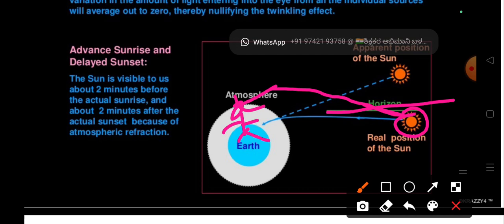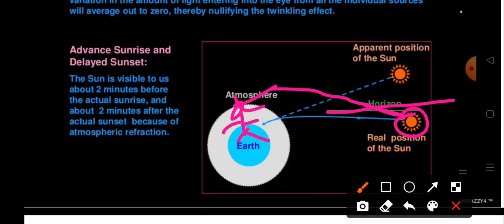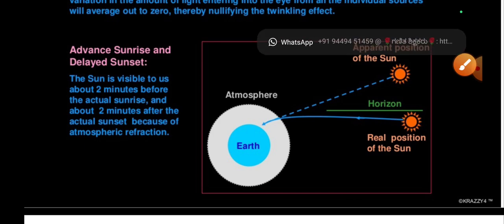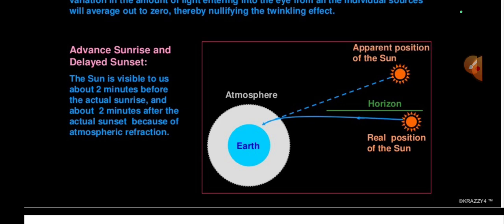And sunset also. What happens in the sunset case? The sun has gone below the horizon, but because of refraction, the light rays pass to our eyes. Whenever the light rays pass to our eyes from the source, the sun, then the sun is visible. This is called delayed sunset. The sun is visible to us about 2 minutes before the actual sunrise and 2 minutes after the actual sunset because of atmospheric refraction.